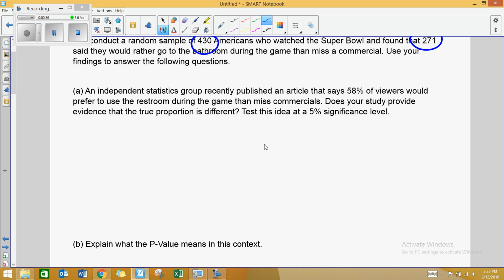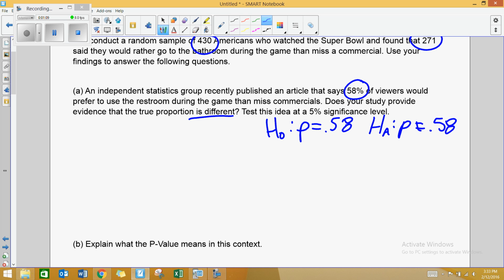Okay, so a different group, and this was in the article that was attached to this paper, found that 58% of viewers would prefer to go to the restroom during the game. So we want to know, is the proportion actually different? So we've got a hypothesis test here. The null is that the proportion is exactly what we thought it was. And the alternative would be that it's something different, something more exciting.